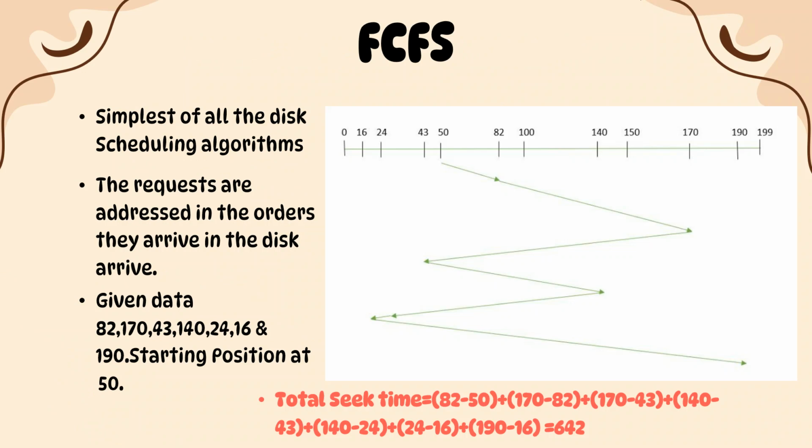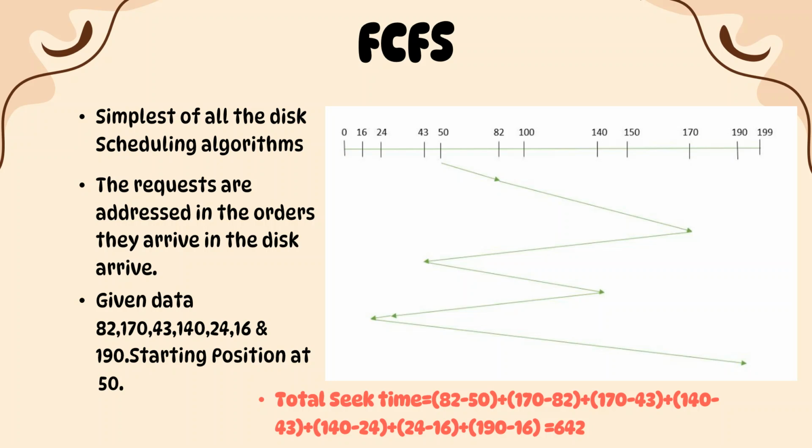Suppose the order of the queue requests is 82, 170, 43, 140, 24, 16, and 190. The current position of the read and write head is 50. Let us take the disk scan from 0 to 199, so 200 tracks are there. Now, the first request is 82, so the read and write head moves to 82. We need to connect 50 and 82.